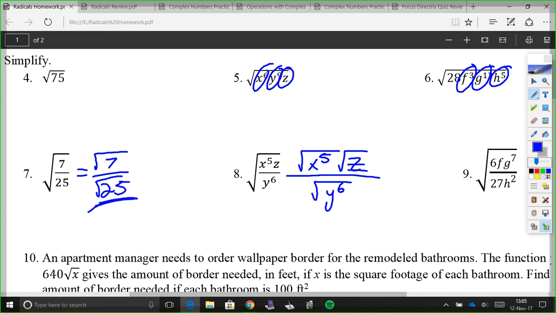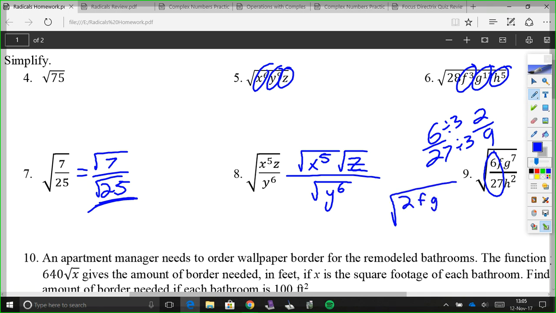And at number 9, before you do anything, simplify 6 over 27. This is a fraction, and both of these are divisible by 3. So I would reduce that fraction first. 6 divided by 3 becomes 2. 27 divided by 3 becomes 9. So let's write this as 2f g to the 7th over 9h squared.